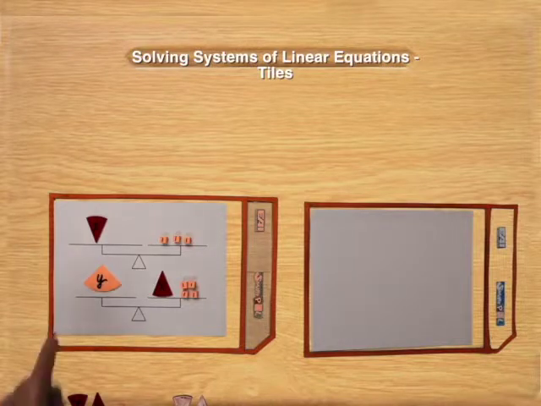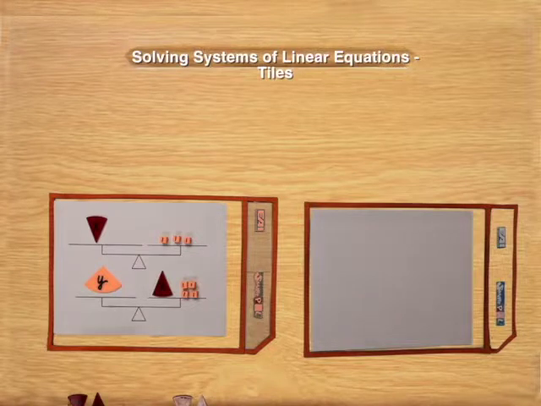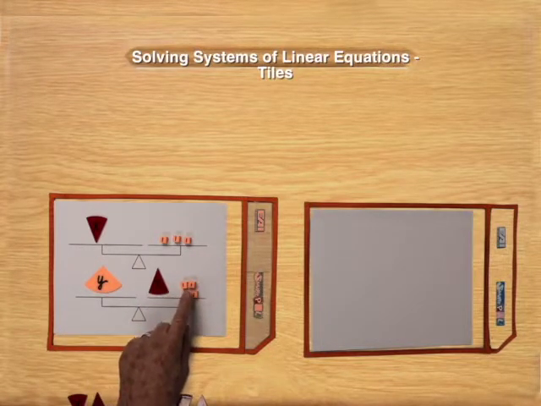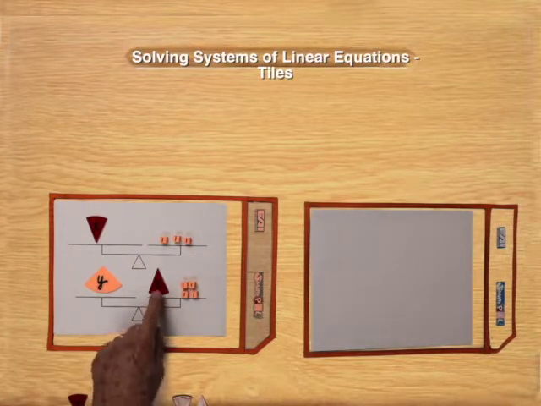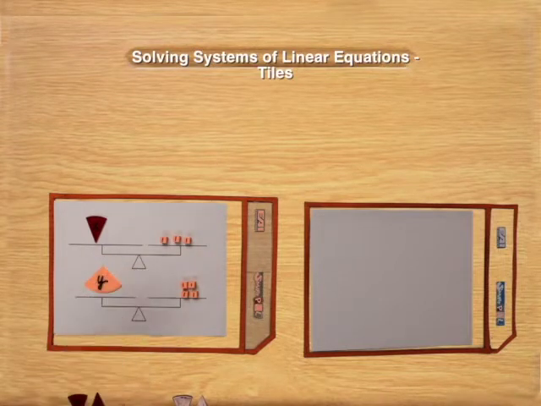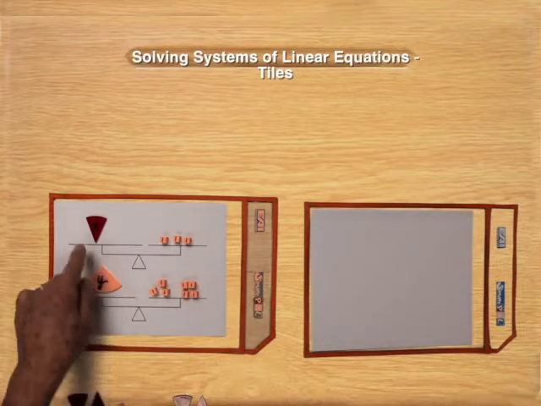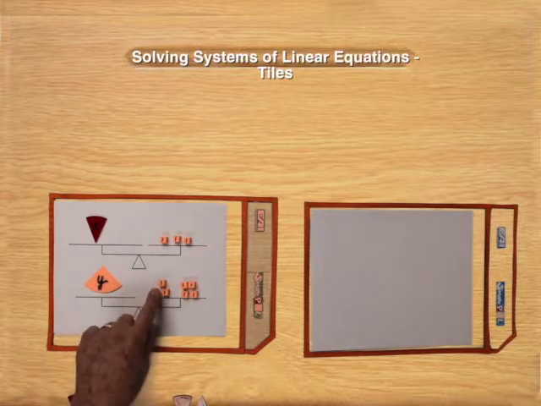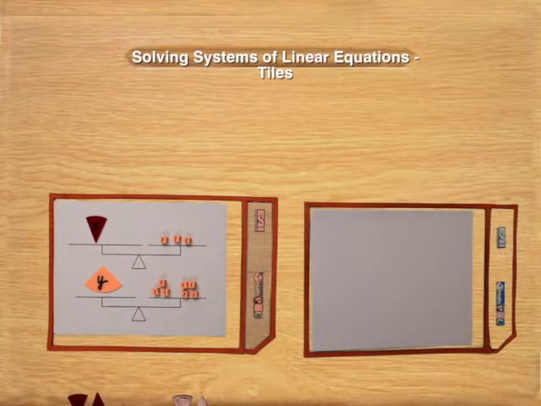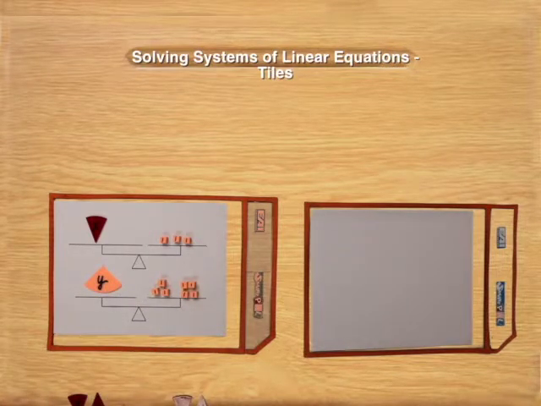The question is, if x balances 3, what is the value of y? Well, since y balances x and 4, we can take out the x and put in what it's equal to, namely x balances 3. So we can take out this x and put in 3 ones, because we know that x balances 3 ones. We take out the x and we put in 3 ones. So now we have that y balances 7.